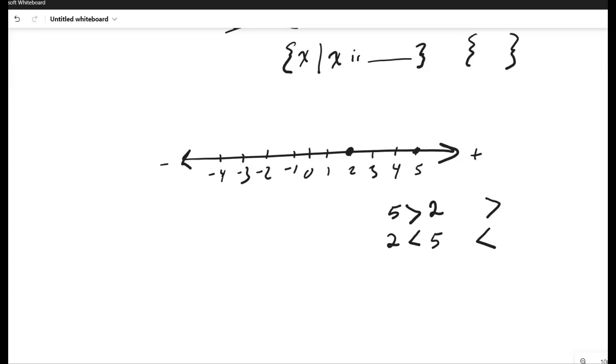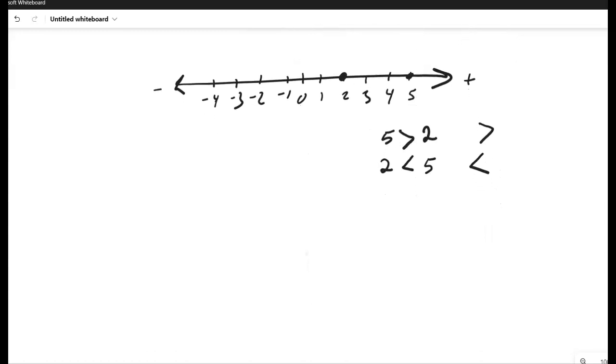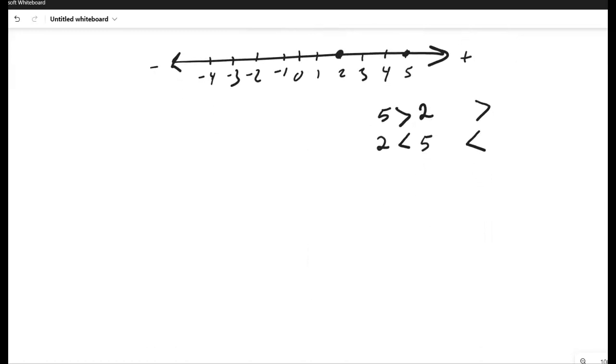And they do some plotting of stuff on the number line. Example 6 uses some inequality symbols. And finally, the book talks a little bit about a notation.